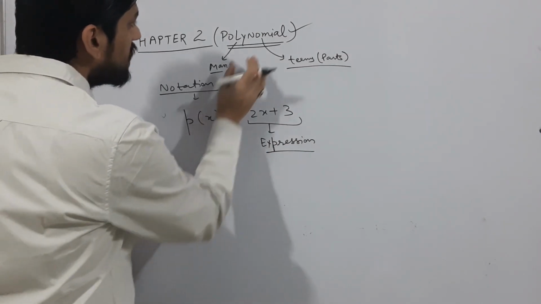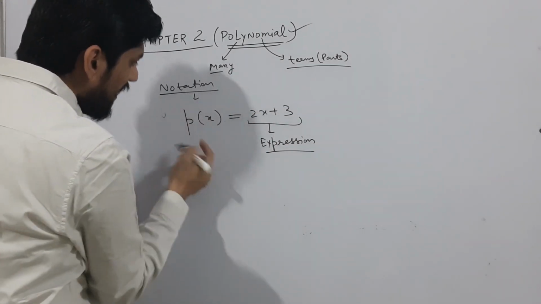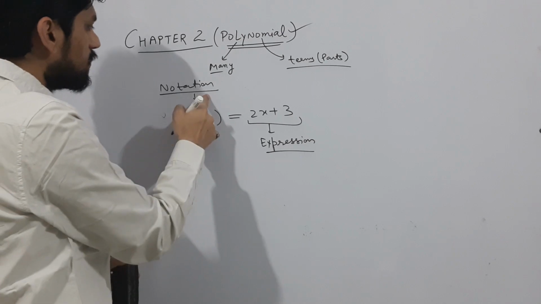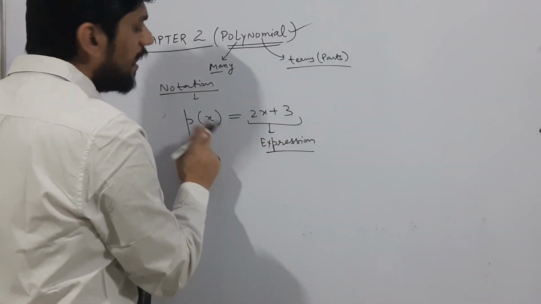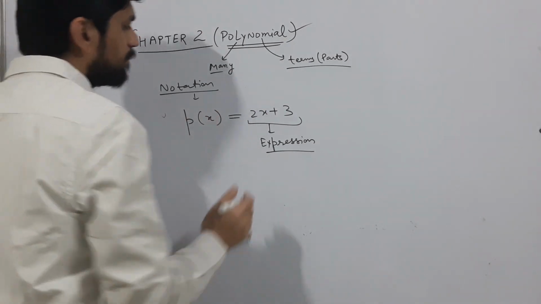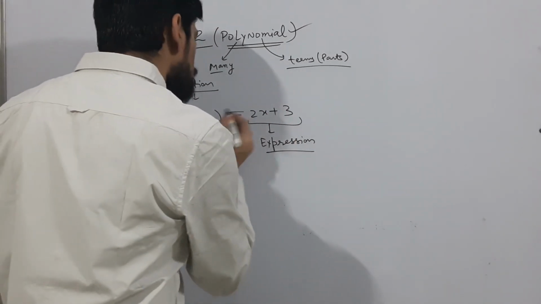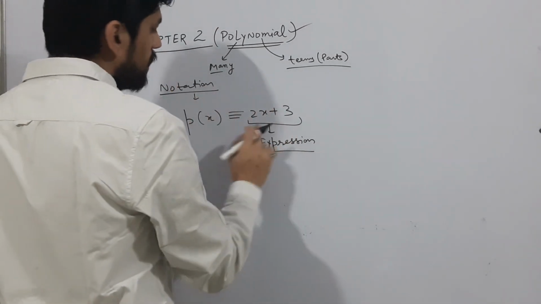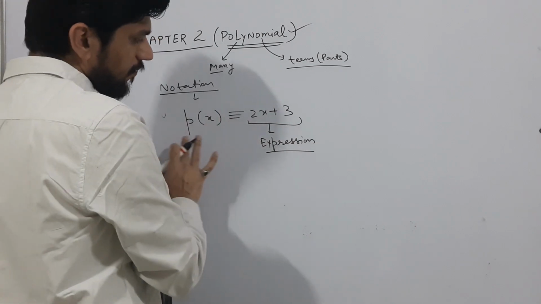So we have written the expression by the symbol p(x). This is the symbol or notation for representing the expression. So p of x is 2x plus 3. This is not an equation. You can also mention the triple equality sign here. There is no problem. This symbol is used for identical equal.